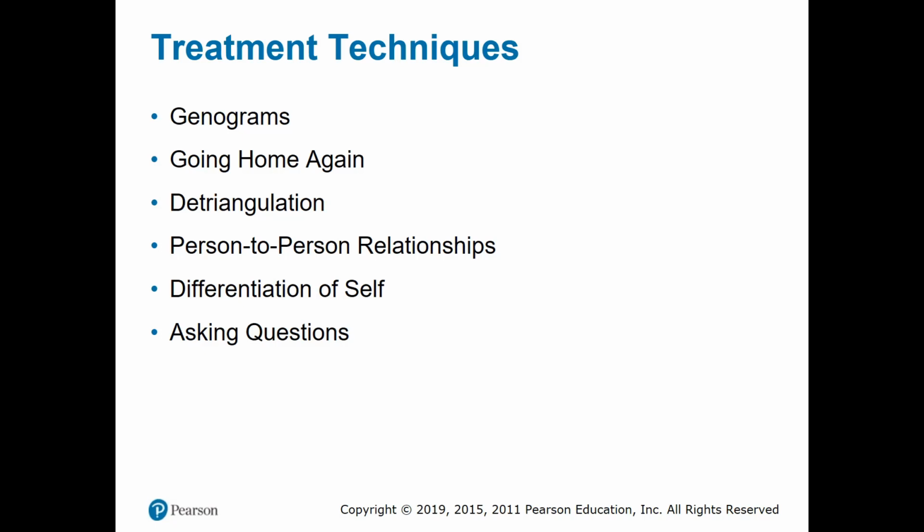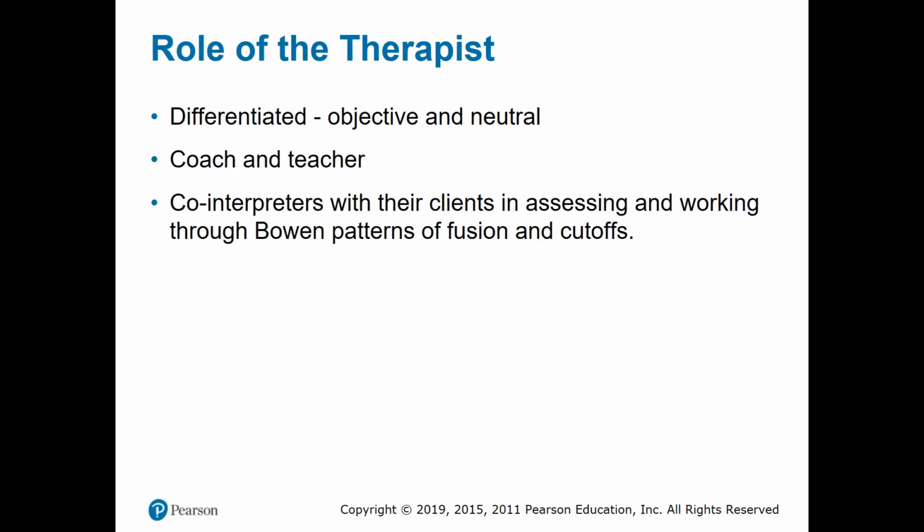Treatment techniques: genograms, going home again, detriangulation, person-to-person relationships, differentiation of self, and asking questions are some of the techniques from the Bowen perspective. The therapist is differentiated, objective, and neutral, a coach and teacher, and a co-interpreter with their clients in assessing and working through Bowen patterns of fusion and cutoffs. These are all roles that the therapist may play in this therapeutic approach.